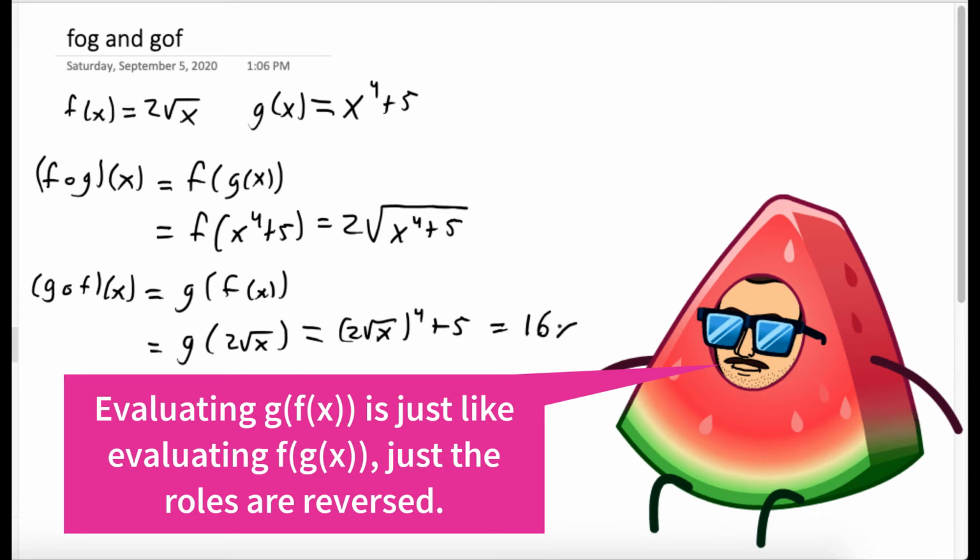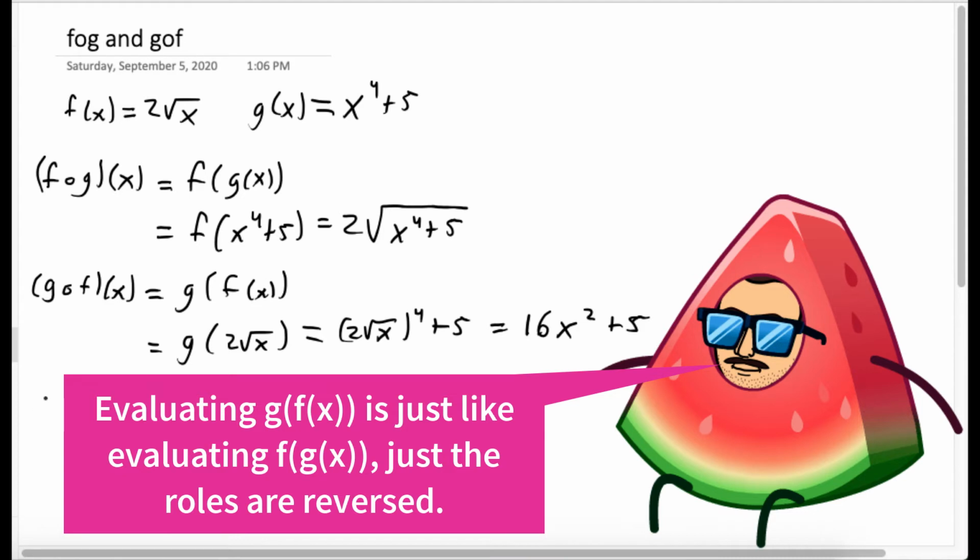Well, 2 to the fourth is 16. Square root of x to the fourth is x squared. And then plus 5 stays the same.